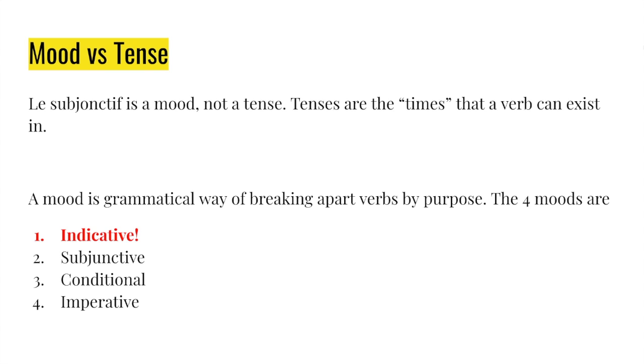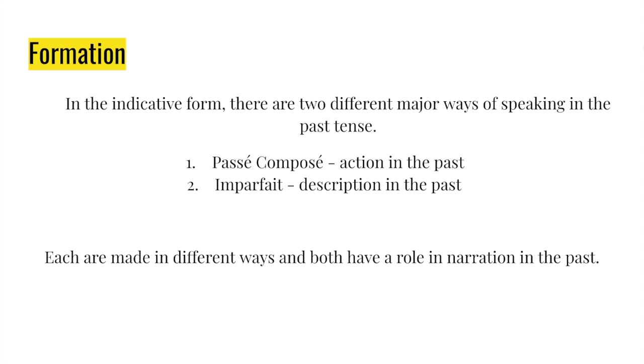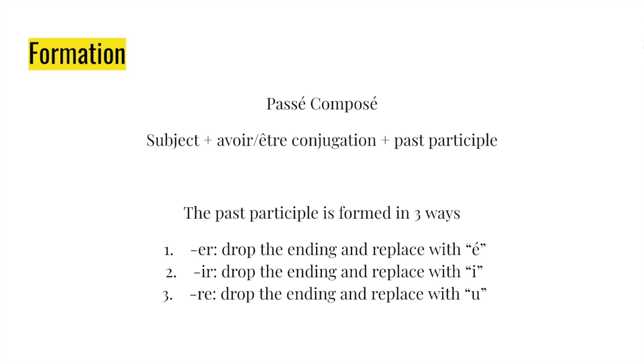The indicative is a grammatical way of breaking apart verbs by purpose. Tenses are the times that these verbs exist in, so past, present, or future. The two tenses of the indicative mood we will focus on in this video are the passé composé, which is mainly used for action in the past, and the imperfect, l'imparfait, which is used for description in the past. Both tenses work together to narrate in the past. Starting with the passé composé.